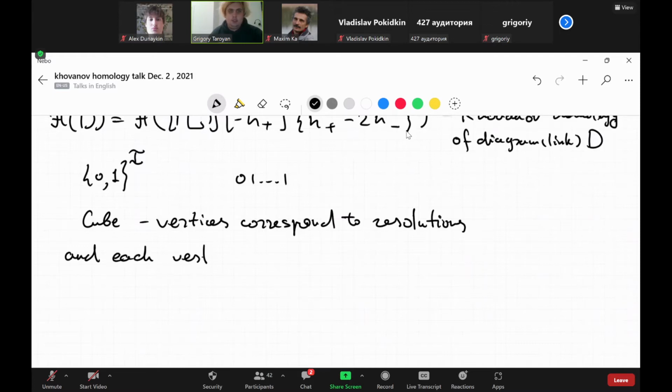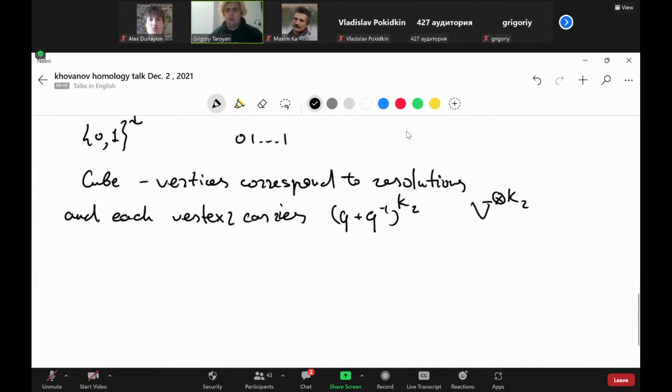and each vertex carries either q plus q inverse raised to the power of the number of circles corresponding to this vertex. So each vertex I carries this number of factors of q plus q inverse, or it carries a tensor product taken k_I times if we're talking about Khovanov homology.